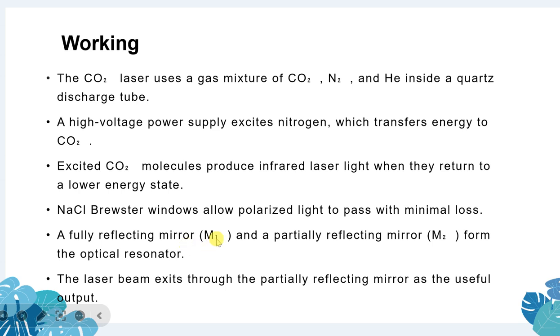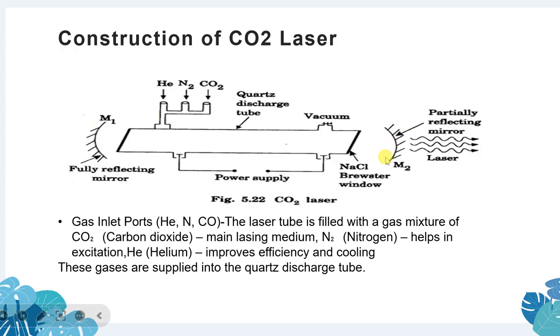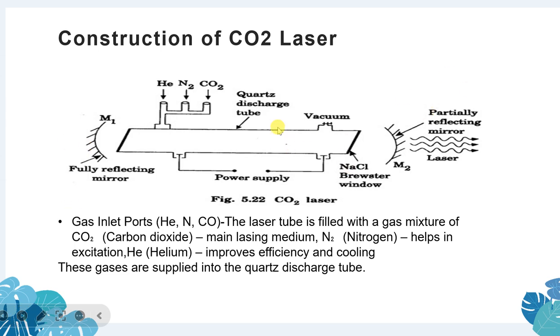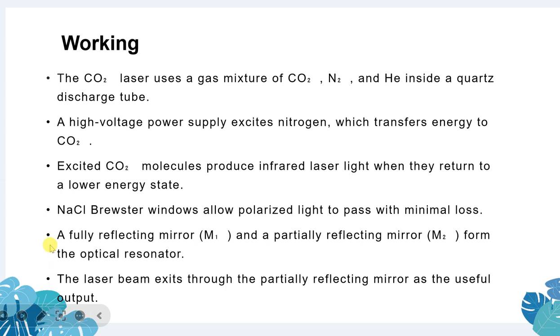A fully reflecting mirror M1 and M2. Yeah, I told this, right. In these two mirrors we are using, which is an optical resonator. These two optical resonators M1 and M2 are the fully reflecting. That's why it's mentioned here. The laser beam exits through the partial reflecting mirror for the useful output. Okay, the fully reflecting mirror is not useful. It can be an option, but the major light output will be through the partial reflecting mirror.